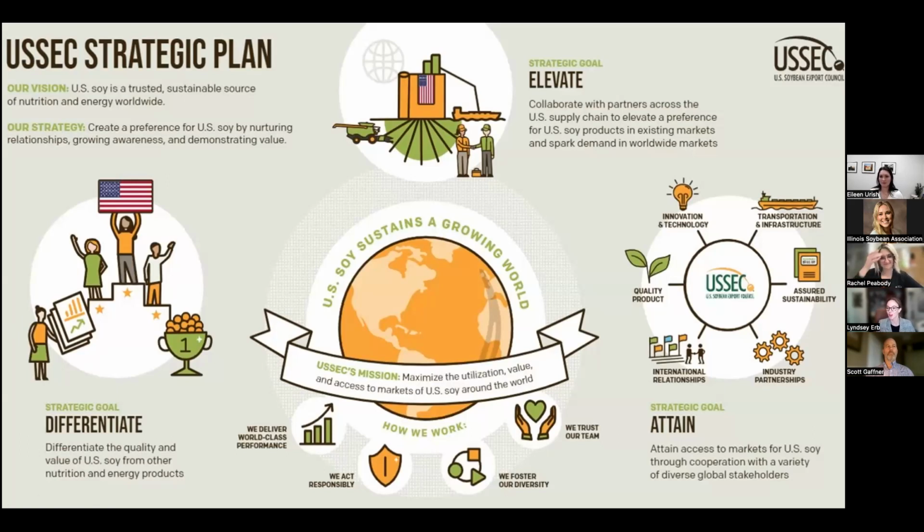Strategic plans can be kind of hard to synthesize down into something easy enough for everybody to follow and remember, but two, because of the way it's incorporated into USSEC's broader strategy. Essentially every program that we do around the world must, and does, quite technically and theoretically roll up into one of these three strategic goals: differentiating US soy, elevating the preference or attaining market access for US soy and US soy products, soy oil, meal, all of the specialty beans and specialty products.